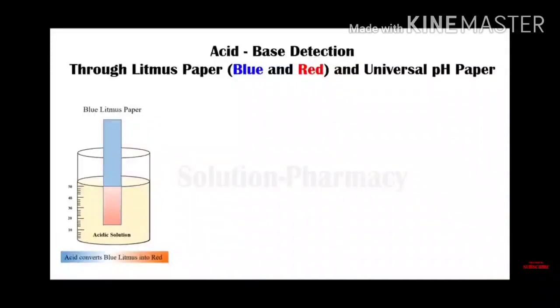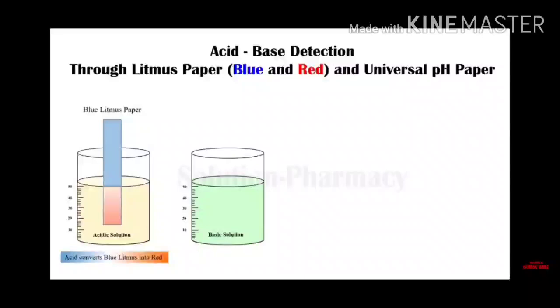Similarly, if we take a basic solution, let us take another solution, a basic one. Here it is. So this is a basic solution. Here we are going to dip the red litmus paper. Will there be any change? Well, definitely the red litmus paper will be converting itself into blue, which you can see right now. So it is converting into blue. That means in a basic medium, the red litmus paper converts into blue.